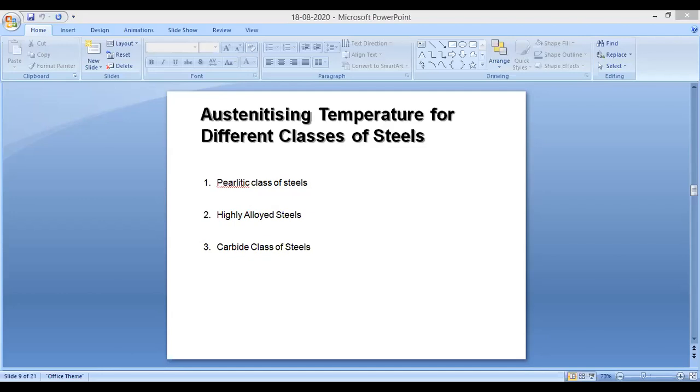So the range of austenitizing temperature just now discussed for hypoeutectoid steel results in single phase, fine grained and homogeneous austenite, which on quenching transforms to fine grained, that is very fine needle plates, hard martensite, which is desired to be obtained in hardening.